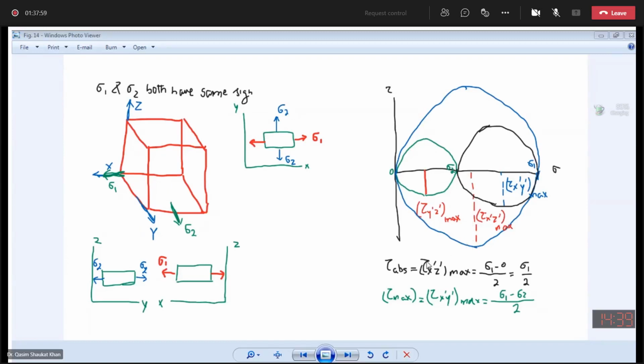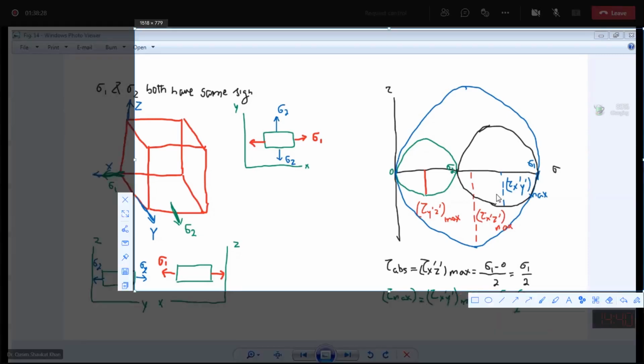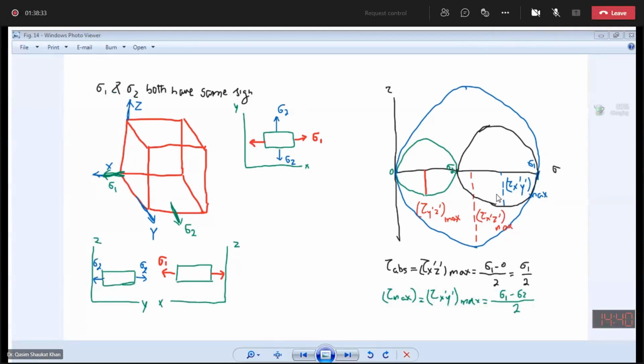So in the case where the principal stresses have the same sign, you have absolute maximum shear stress as sigma 1 over 2, this one, and your maximum in-plane shear stress will include sigma 1 and sigma 2, so sigma 1 minus sigma 2 over 2. Is this point clear?